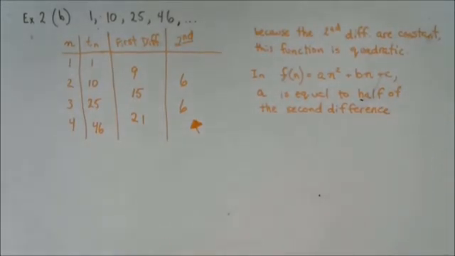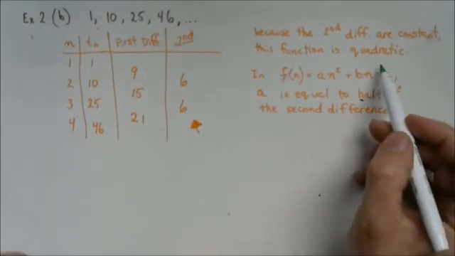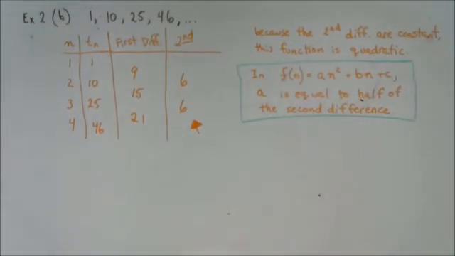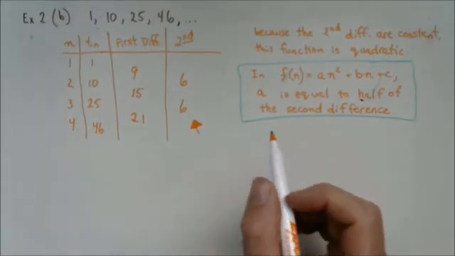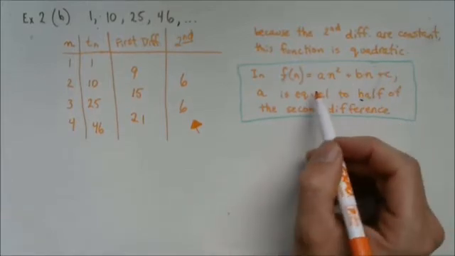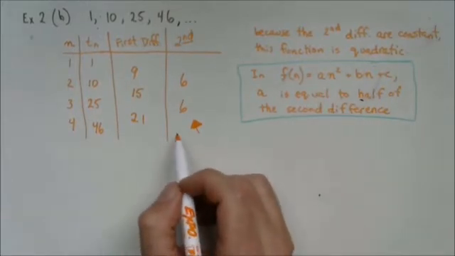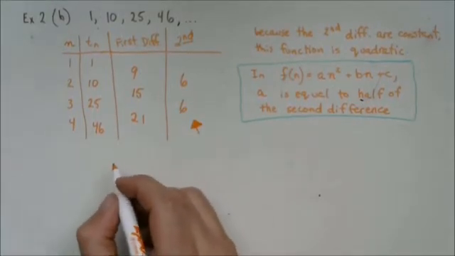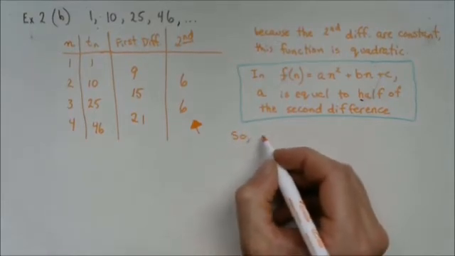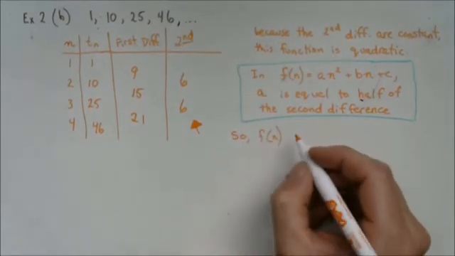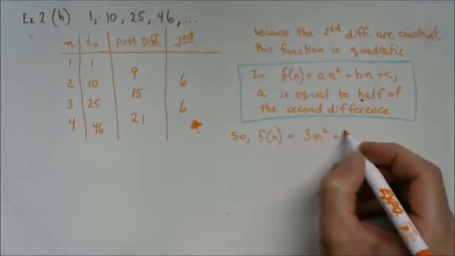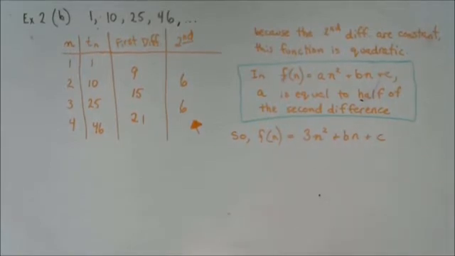That is a very important note. You should probably go ahead and put a box around that in case we don't talk about it explicitly again. But basically what that does is that gets us started when actually figuring out the rest of this function. So now we know that in this case, a is half of 6. A is 3. So f with respect to n in this case is 3n squared plus bn plus c.